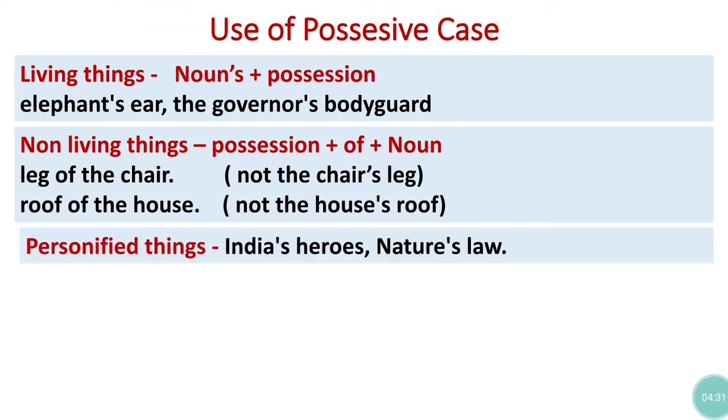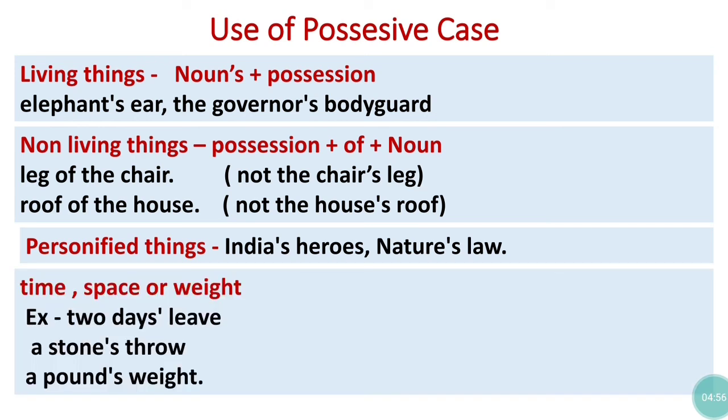Next is personified things. What is personified? What do you mean by personified? It means giving human qualities to non-living things like nature, household items, etc. So examples of personified things: India's heroes, nature's laws, stars wink. These are the examples. Here we put apostrophe s to the noun.